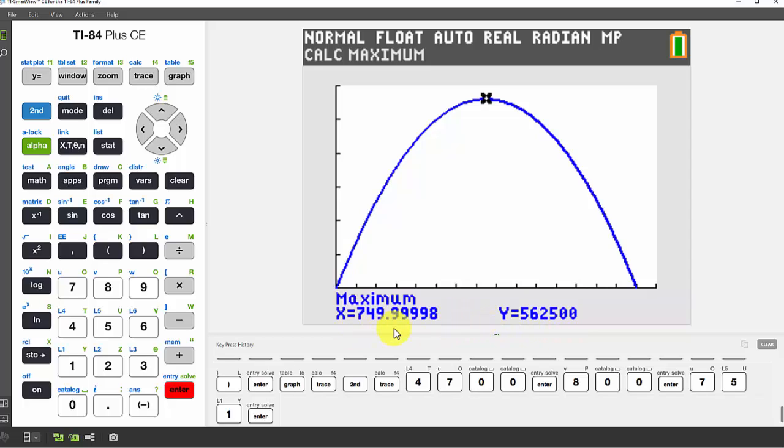Now, if you keyed in 749.99998 into MyLab, how would it respond? Yeah, it's a good question. It's definitely within the tolerance for the answer, so it would probably mark it correct. I'm very confident that it would. Of course, we'd prefer 750.